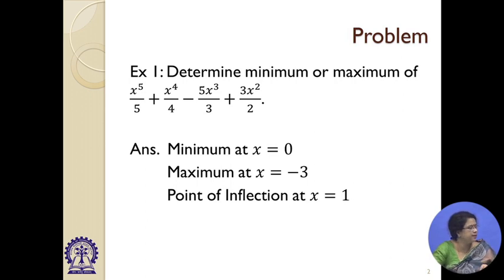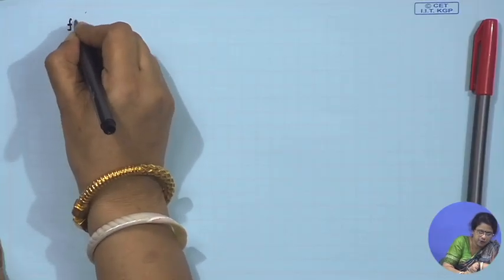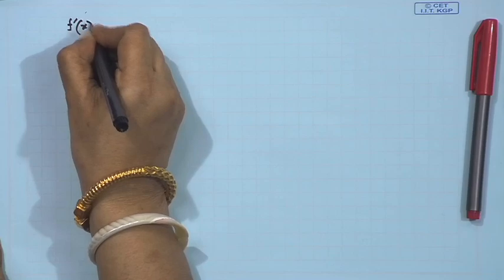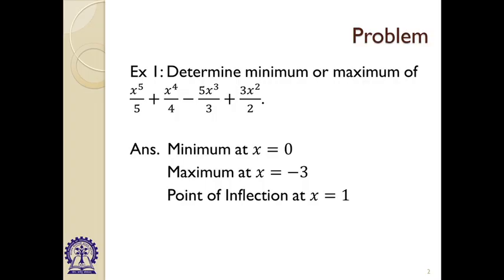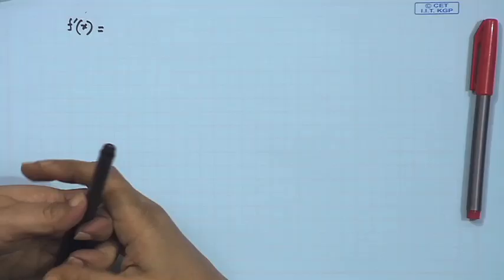The function has been given as x to the power 5 by 5 plus x to the power 4 by 4 minus 5x cube by 3 plus 3x square by 2. We need to find out the minimum, maximum and whether there is any saddle point or not. Now, if the function f(x) is given to you, one thing you have to see is what the pattern of the function is. First of all, if you can find out the pattern of the function, that would be nice.